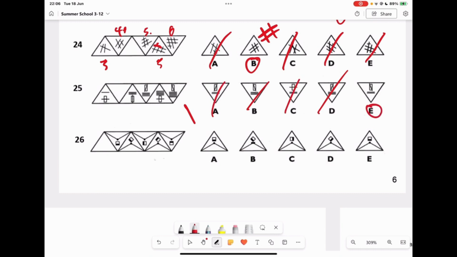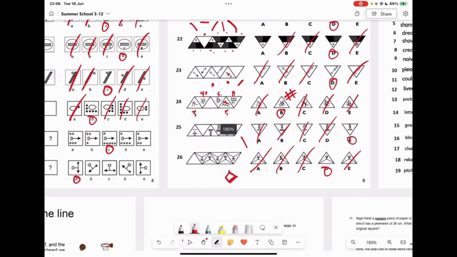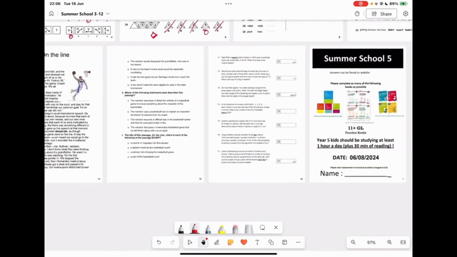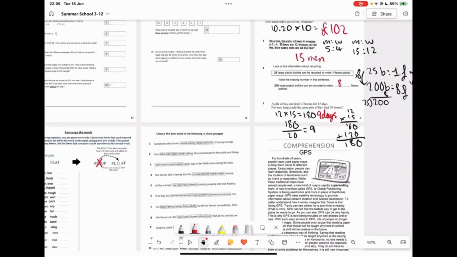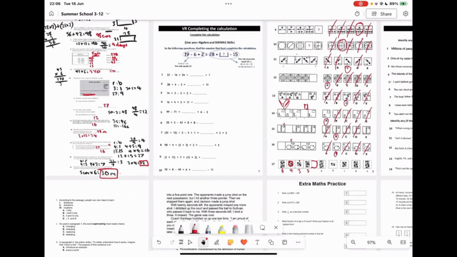Okay, 26. In 26, we're looking at the square in the middle, where it is rotating by 45 degrees clockwise each time. So in this case, it will be like this. Now we know that, we can rule out A, B, C. It could be D and E. So our answer is D. So let's move to page 7. Page 7 will be up here.